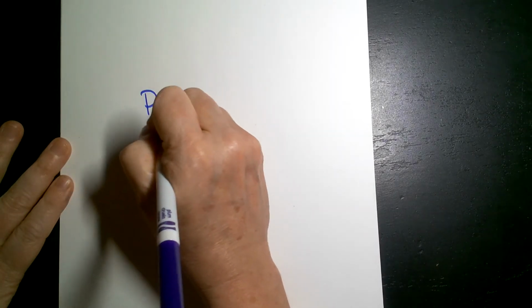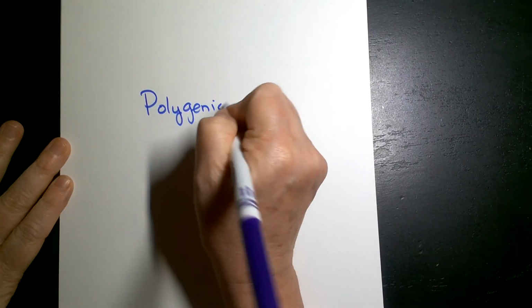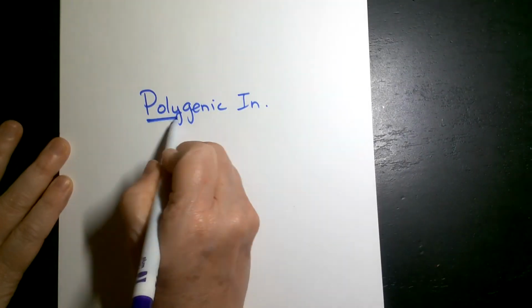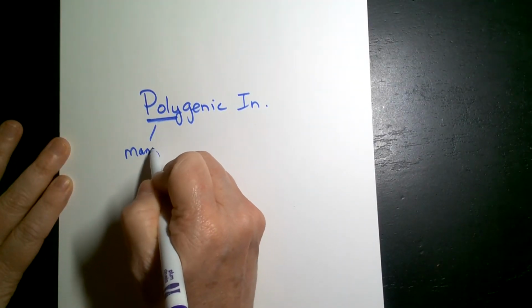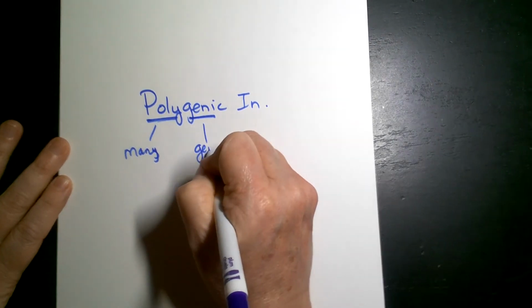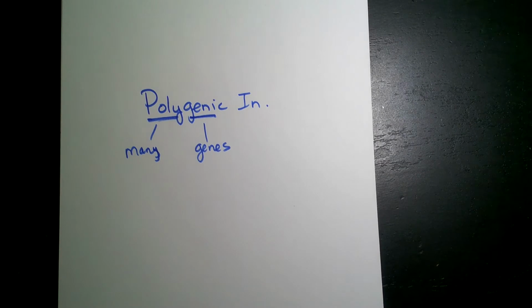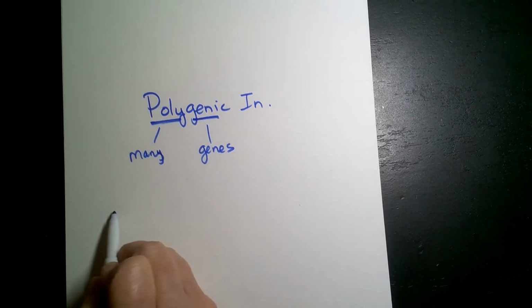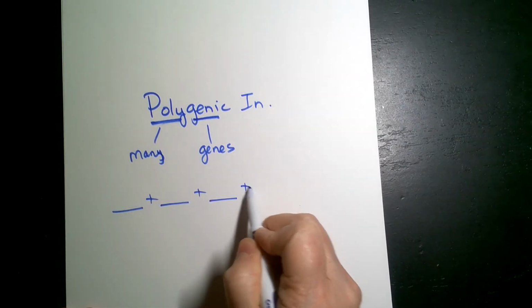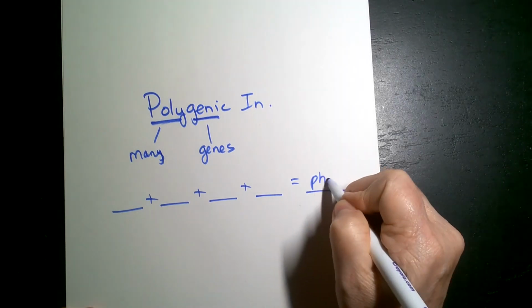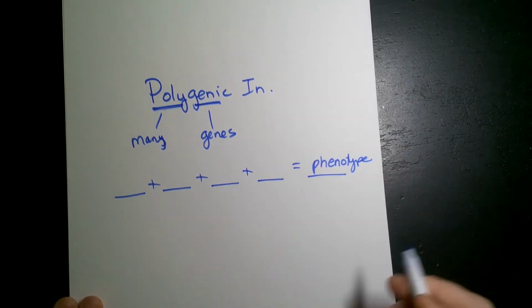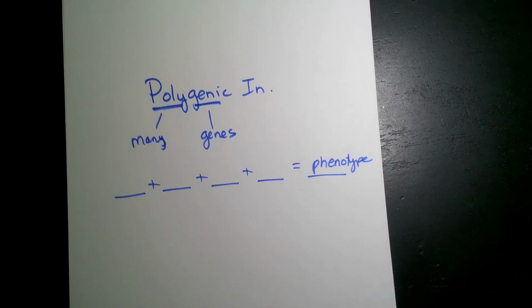All right, so our next little scenario I want to talk about is polygenic inheritance. Okay, so poly means many, and then genic means genes. So this is when many genes add together to give you an actual phenotype. So the phenotype is like this gene plus this gene plus this gene plus this gene, and then you get the actual phenotype. Okay, so skin color is one of those examples.